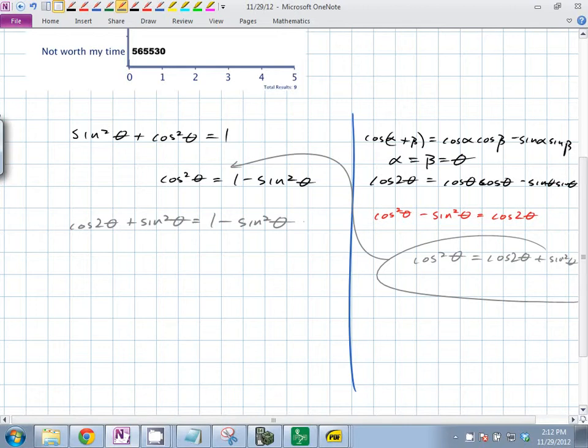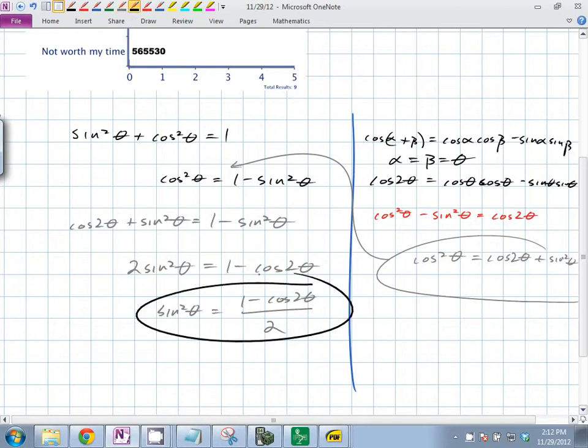What should I move, to the left or to the right? To the left. Okay, so you have 2 sine squared theta is equal to 1 minus cosine 2 theta. So sine squared theta is equal to 1 minus cosine 2 theta all over 2. Exactly. So this proves one of them.